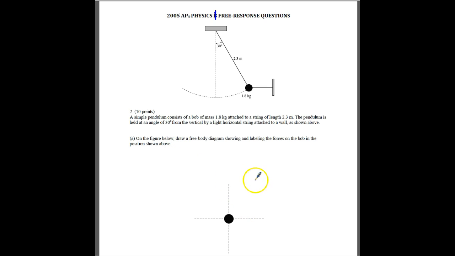So we don't want to draw any of the components. We just actually want the forces. So first thing that we need to do is draw mg. So there is our first force.